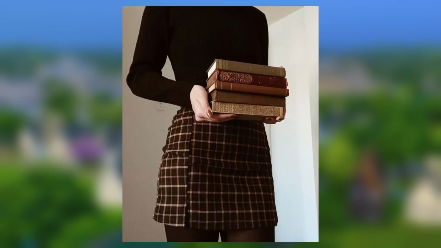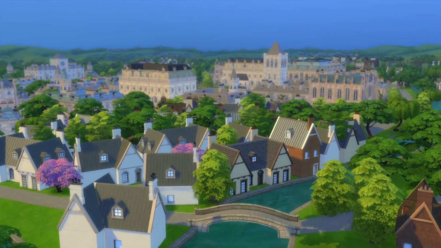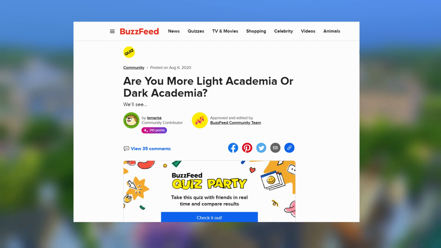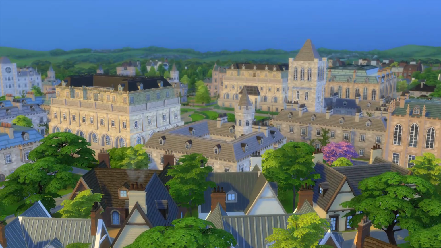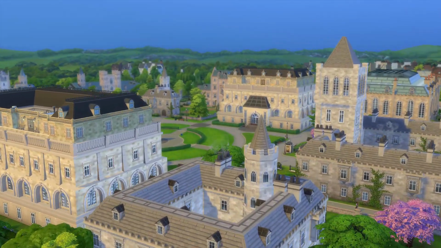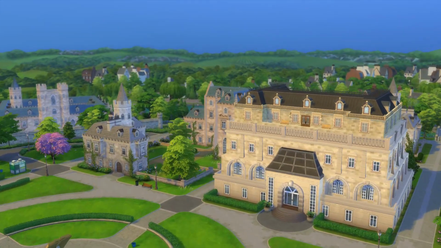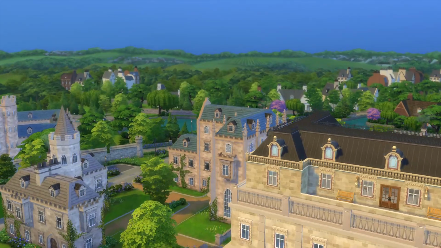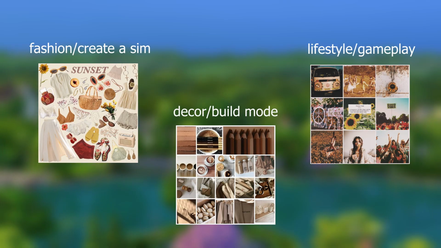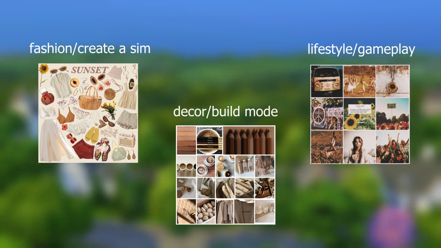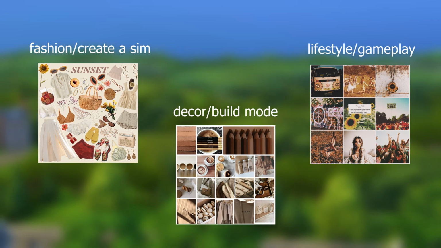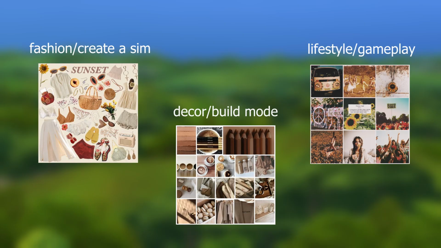Light and dark academia. Lately, there has been a massive rise in popularity of these two aesthetics. I'm pretty sure there are a lot of people out there confused by the differences of the two and why they are getting so much hype. Luckily, I'm going to be discussing the fashion/creatism, decor/build mode, and lifestyle/gameplay of both aesthetics and how you can implement them into your game and or your lifestyle.